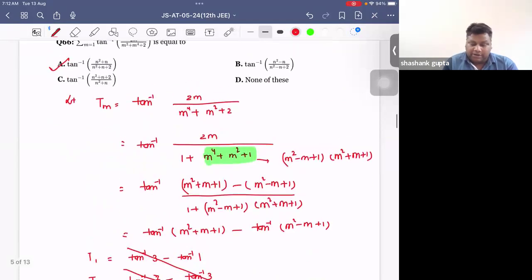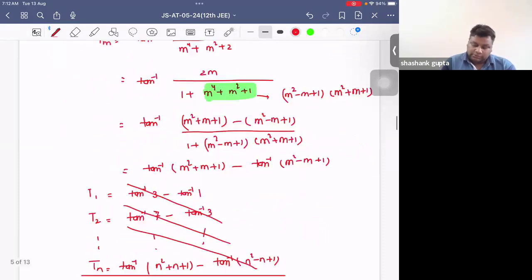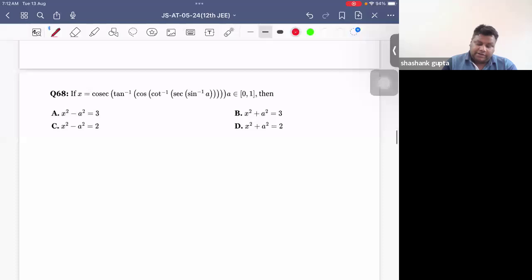All right. So option A is the correct answer. I hope I made my point clear, and this is a very popular variety, and there's no rocket science in this. It's the same approach. Now see this one again, a very interesting question.